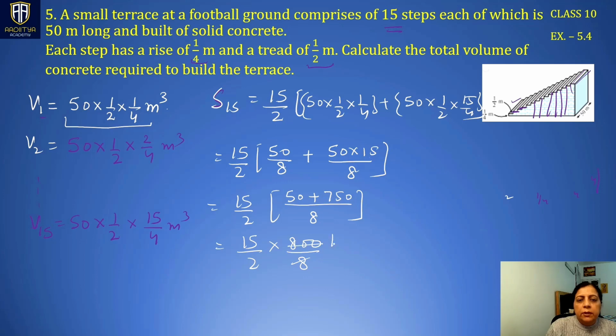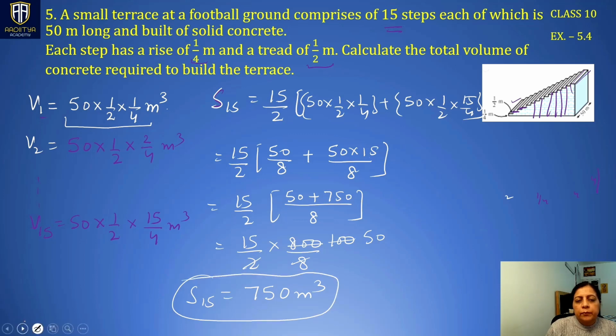Now this has become very easy. You can see that by this you get 50. This is 15 5s are 750 meter cube. The sum of all the steps, the total concrete which is used to make this terrace of 15 steps, the total volume becomes 750 meter cube.